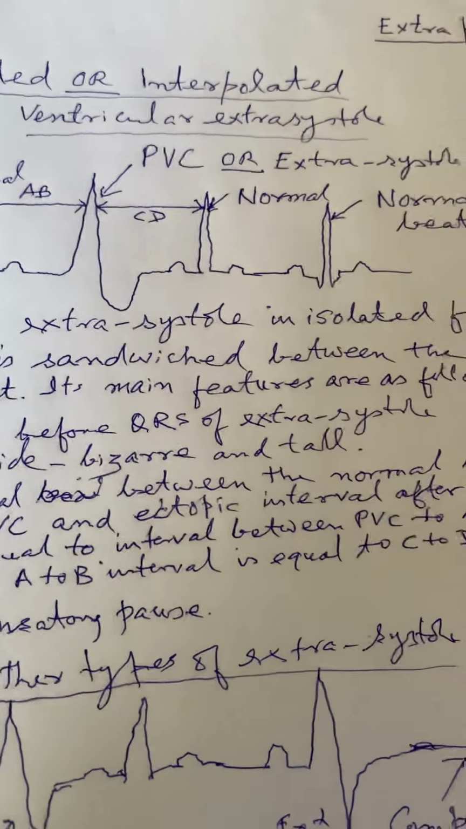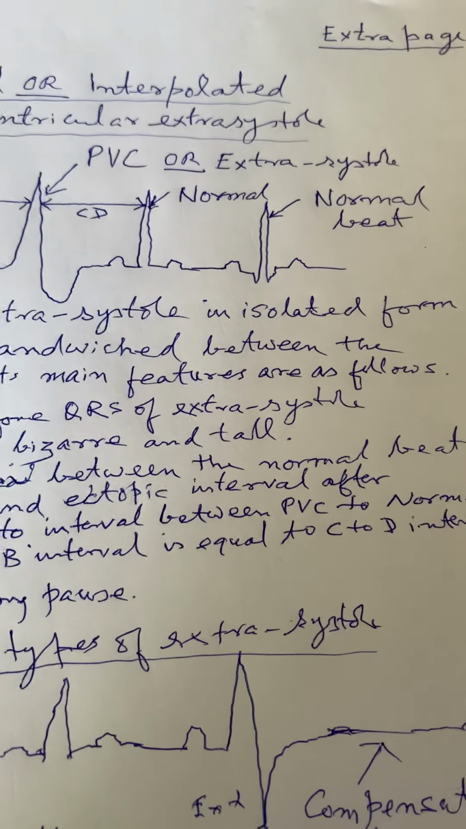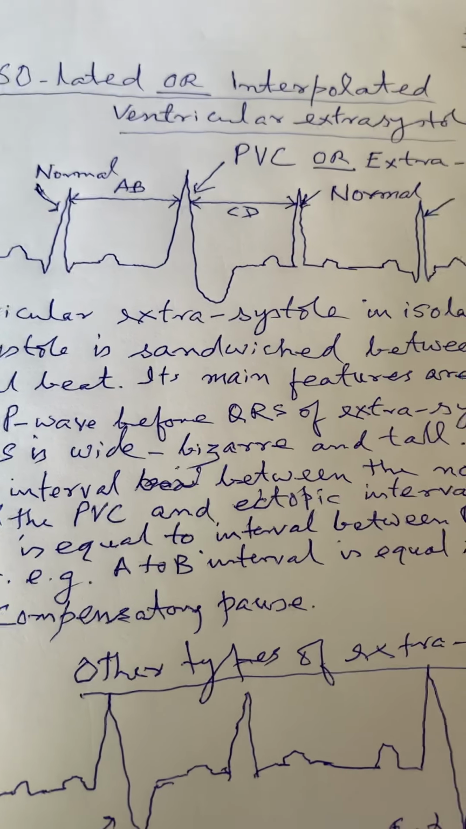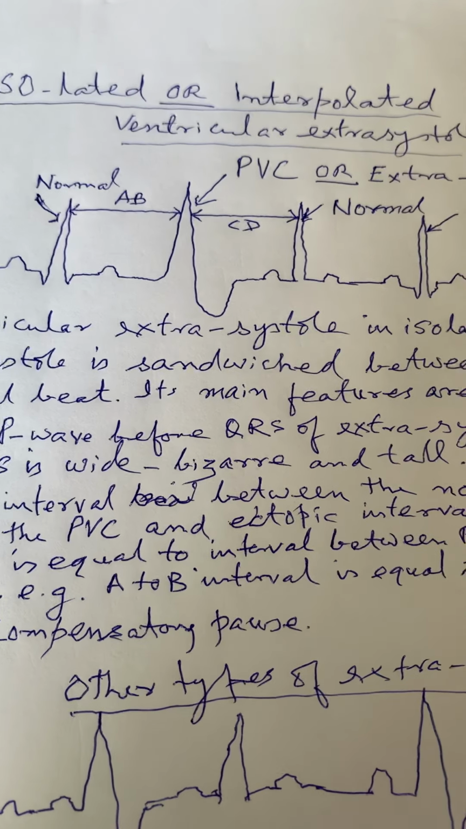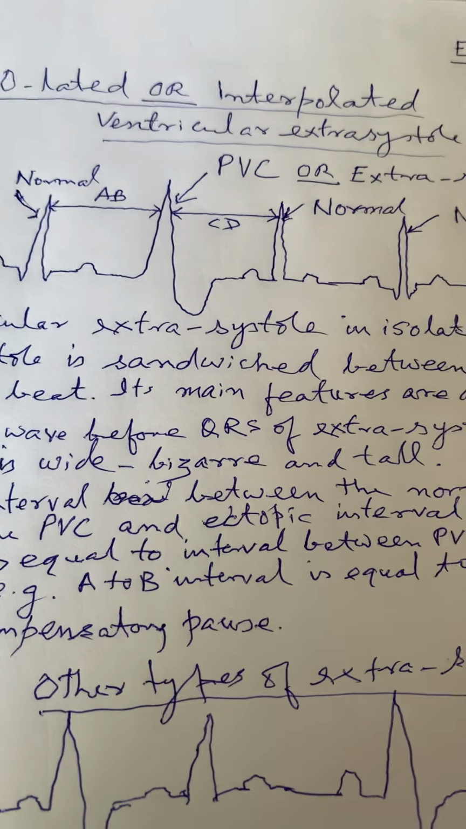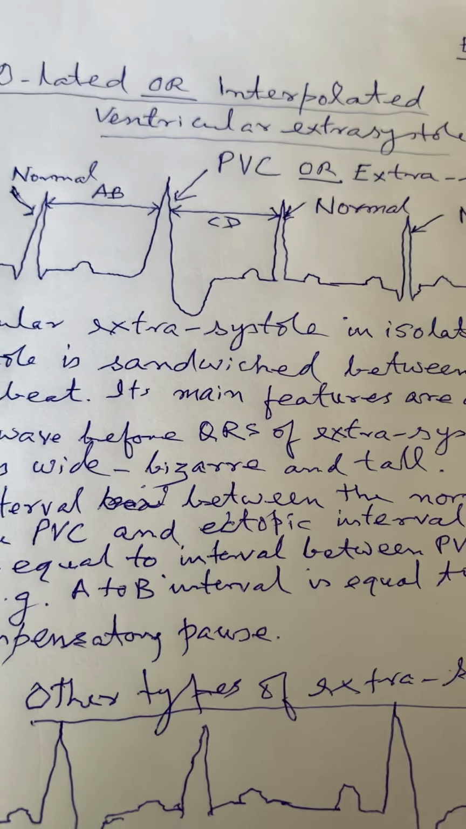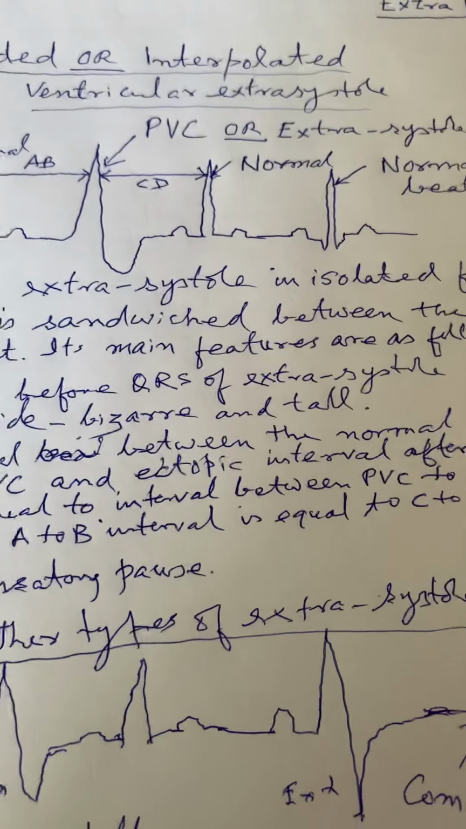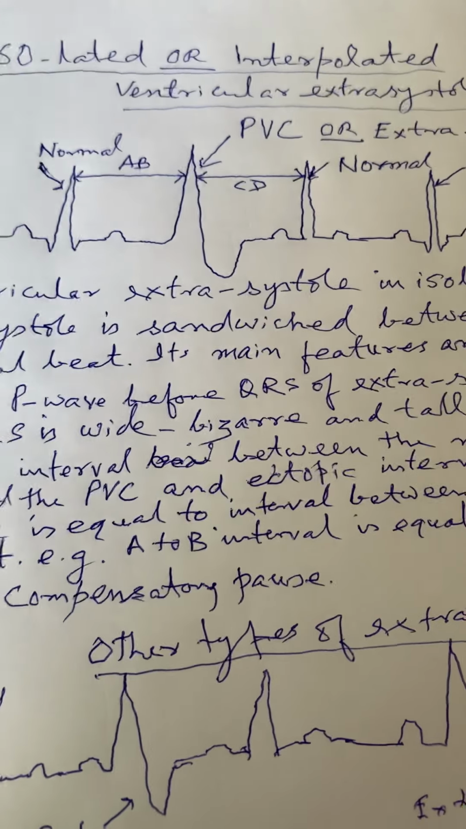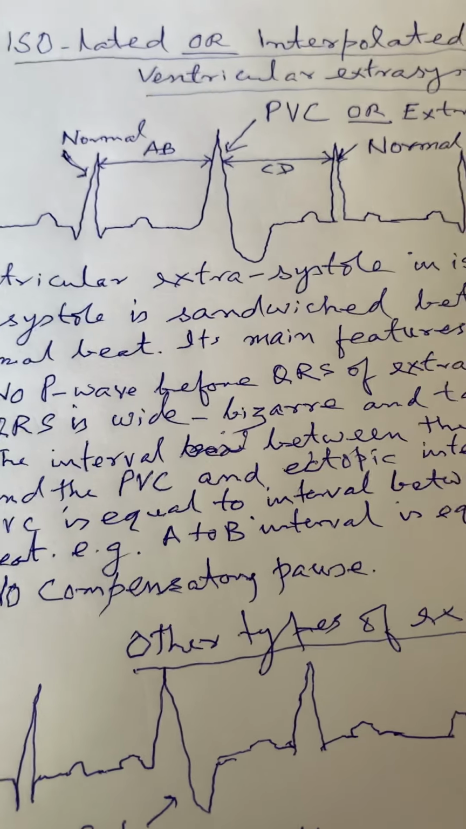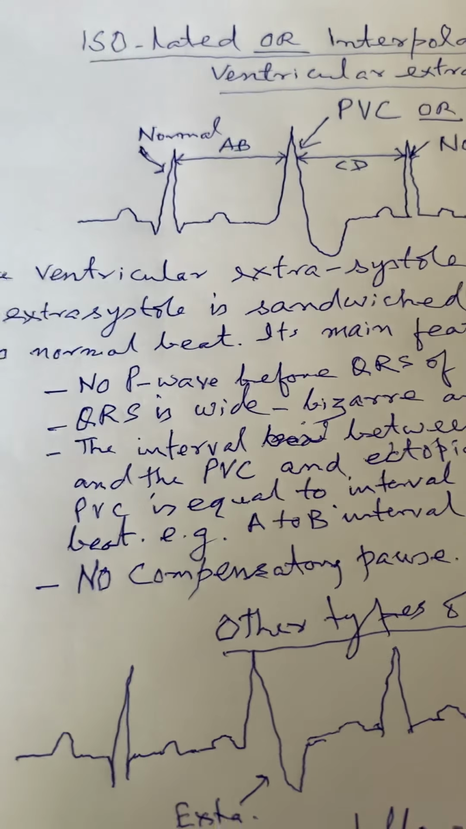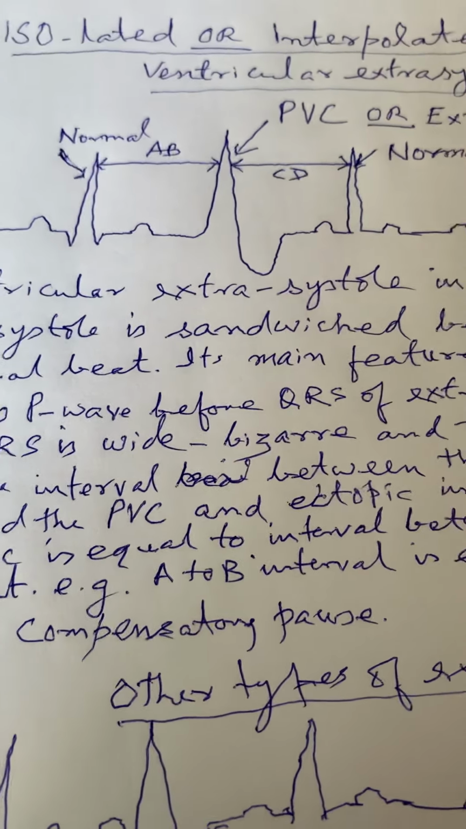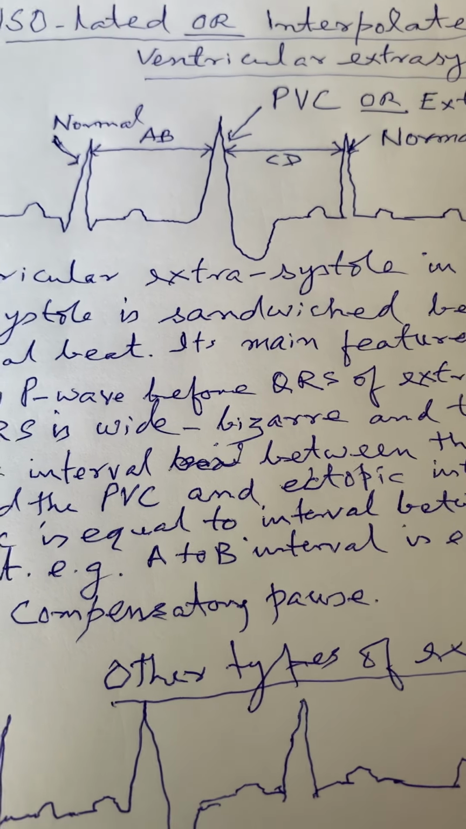This is an extra page I have inserted to differentiate between isolated or interpolated ventricular extrasystole and any other ventricular systole. They are not the same. There is a slight difference. Isolated or interpolated means there is an extrasystole between the two normal beats.